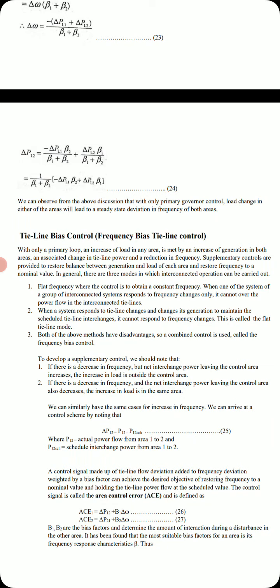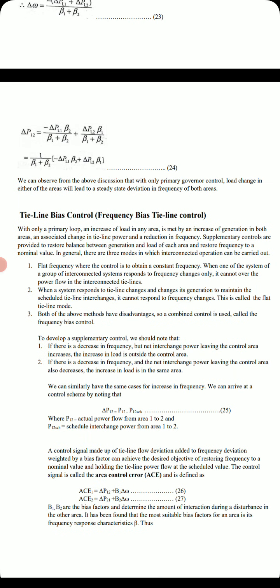Continuing with interconnected AGC, today we are going to see the tie line bias control. In the previous examples, you can see that with only a primary loop, an increased load in any area is met by an increase of generation in both areas, an associated change in the tie line power, and a reduction in the frequency. So supplementary controls are provided to restore the balance between the generation and the load of each area and restore the frequency to a nominal value.